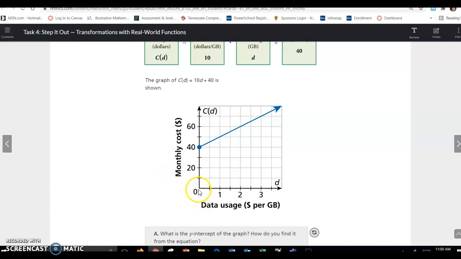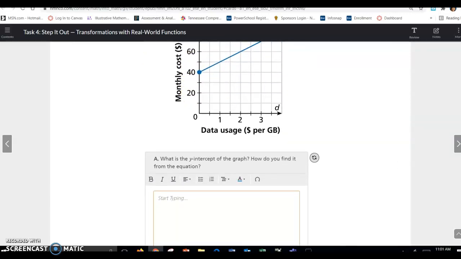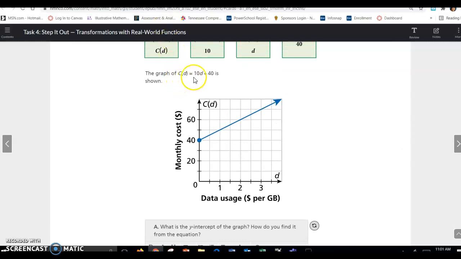So you can see here, the original cost, it costs $40 a month for using no data, just to have the cell phone. But for 1 gigabyte of data, you're going to pay 40 plus the 10, which is $50. For 2 gigabytes of data, you're going to pay $60. For 3 gigabytes, you're going to pay $70 and so on. So that's what our function represents here. It says, what is the y-intercept of the graph? Well, in this case, this is y equals mx plus b. The y-intercept is your 40. So that's your initial starting point. So that would be your y-intercept.